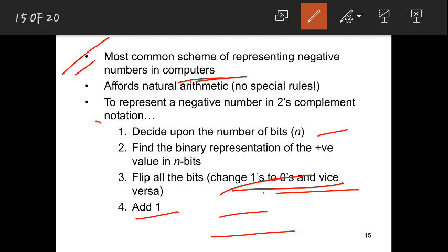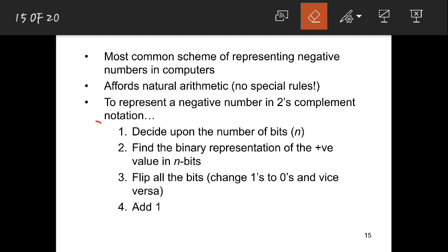Okay, it might be confusing to you right now, but in that session you will understand what exactly 2's complement subtraction is.